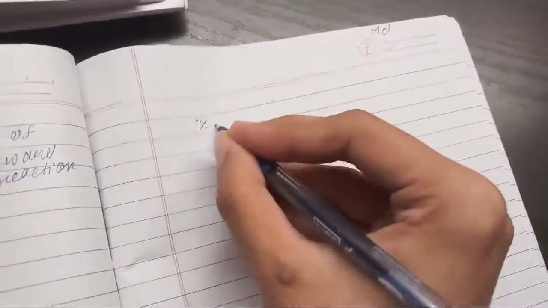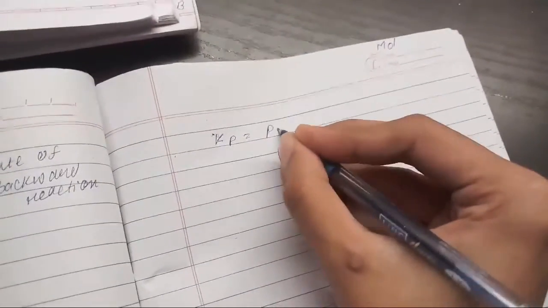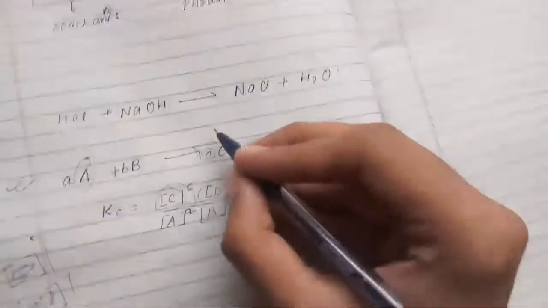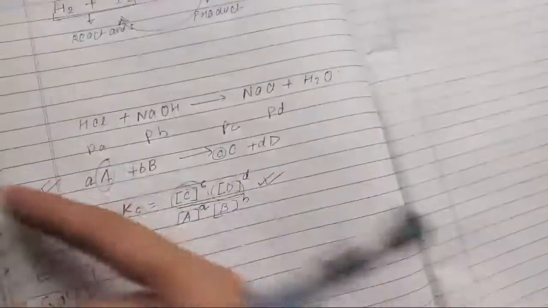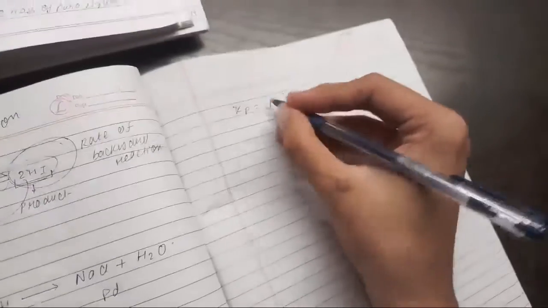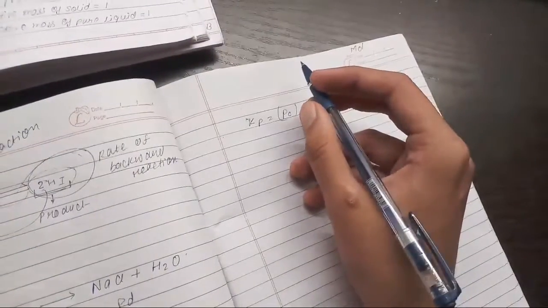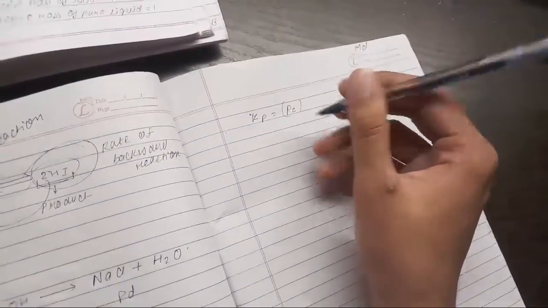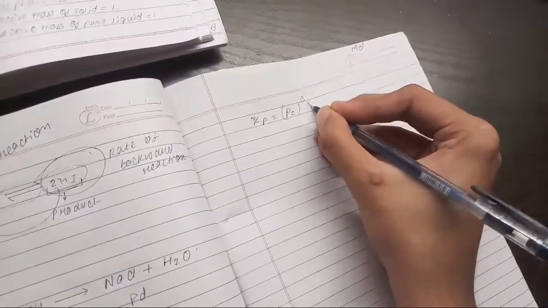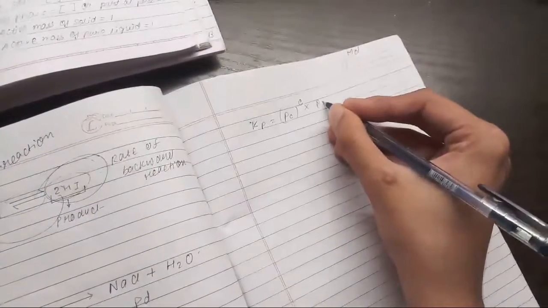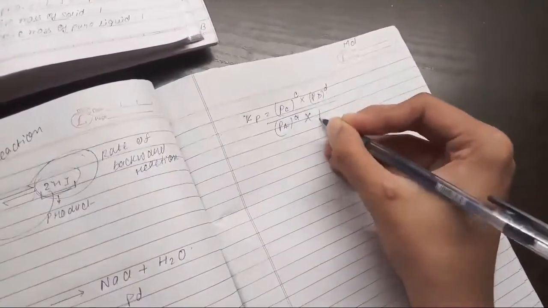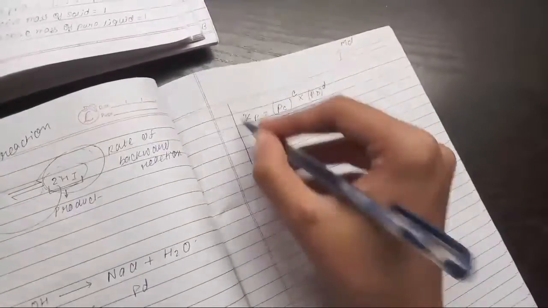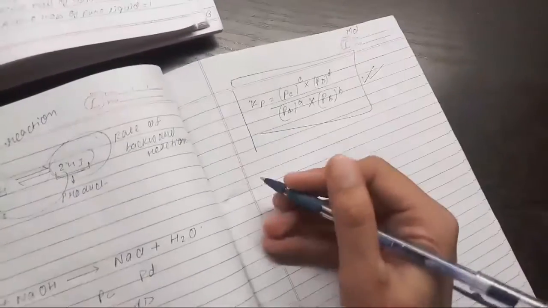So if partial pressure is given, then you have to take that same, let's see, Kp is equal to PC. Suppose the partial pressures are PC, PD, PA, PB. So this is the reaction, okay? We are writing the chemical equilibrium constant in terms of partial pressure: PC raised to power C into PD raised to power D by PA raised to power A into PB raised to power B. You have to remember it, okay?